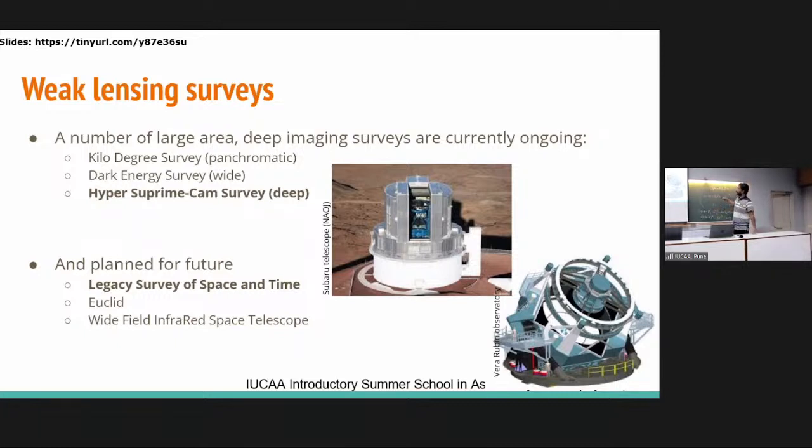I'm part of the Subaru Hyper Suprime-Cam survey. The Subaru telescope is an 8-meter class telescope situated in Mauna Kea in Hawaii. So it's basically an island in the Pacific Ocean. If you have not heard about it, it's very beautiful. But in the remotest part of this island, there's a big mountain, and on top of that mountain, about 4.2 kilometers above the sea level, is this particular telescope.